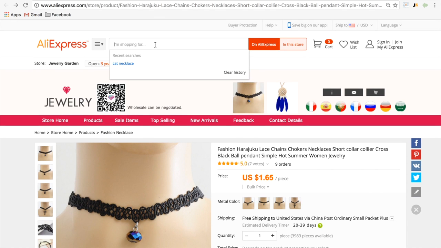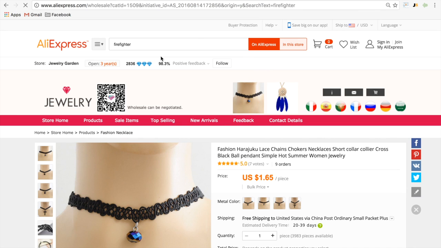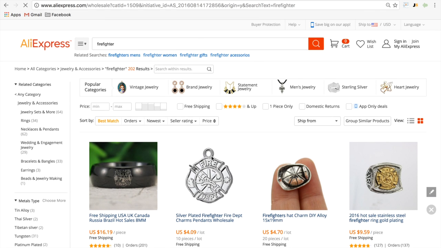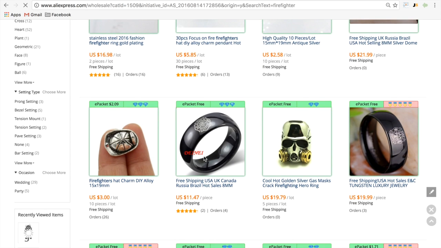Type the different combinations: cat necklace, cat bracelet, cat earrings, cat ring. You can do it for the firefighter niche as well. And it's just endless, you know. Firefighter jewelry, here you go. You have all of these things here. But just do your research, guys.